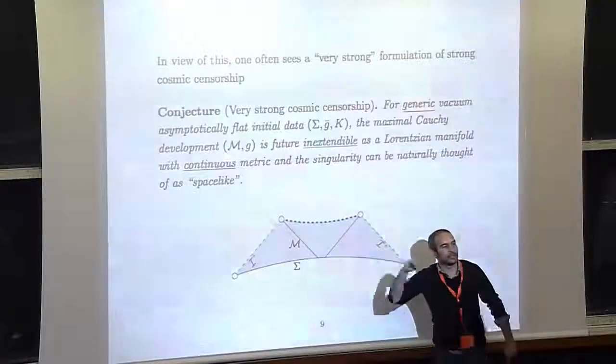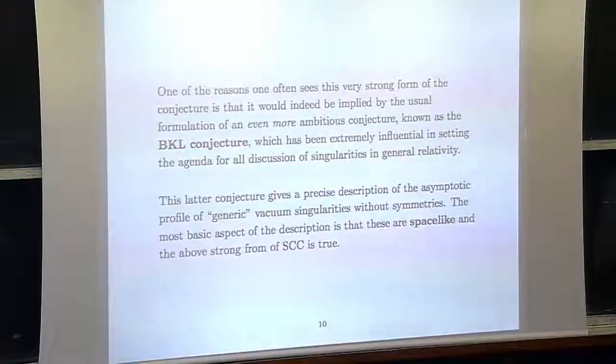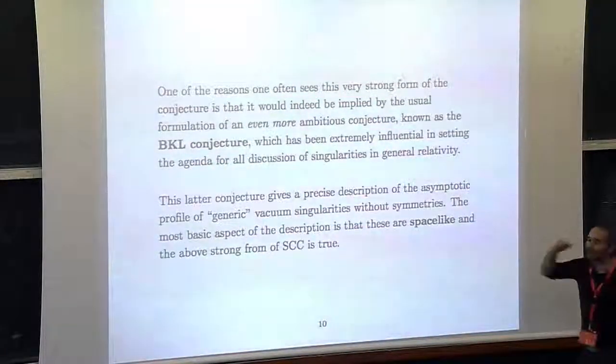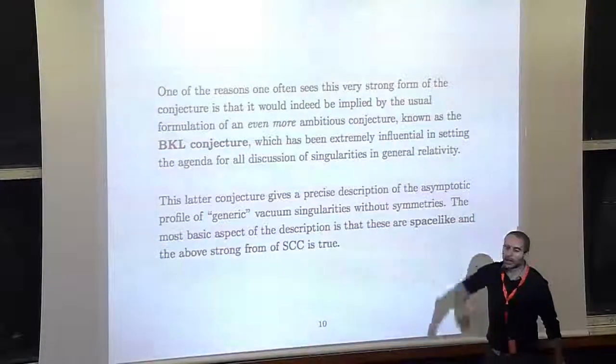So I'll call this very strong cosmic censorship. There's actually a reason why this is really the form of the conjecture that is often thought to be true. In physics, one is never shy of making very ambitious conjectures. There is an even more ambitious conjecture than very strong cosmic censorship, which is known as the BKL conjecture. This conjecture has been very influential in setting the agenda for all discussion of singularities in general relativity. If you ever see the discussions of generic singularities in general relativity, even the language in which you talk about it has been conditioned by this conjecture.